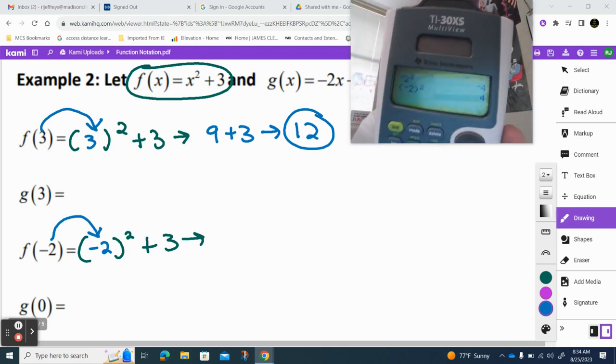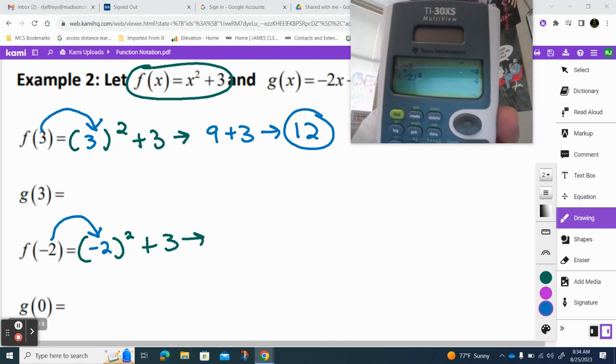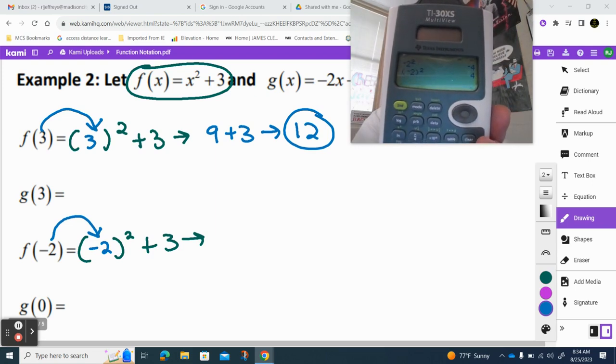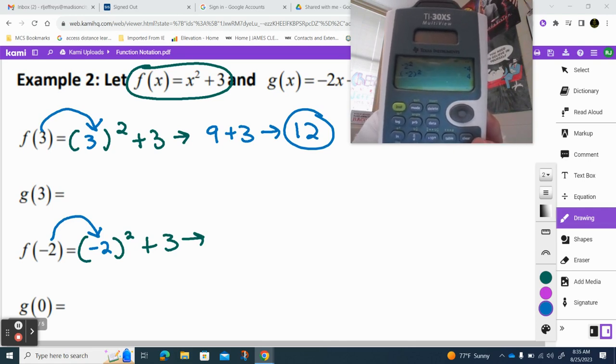Because I know some people are going to say, but I did negative 2 squared in my calculator. I got a negative 4. It gave me the wrong answer. Well, if you say the calculator gave you the wrong answer, then spoons make me fat.